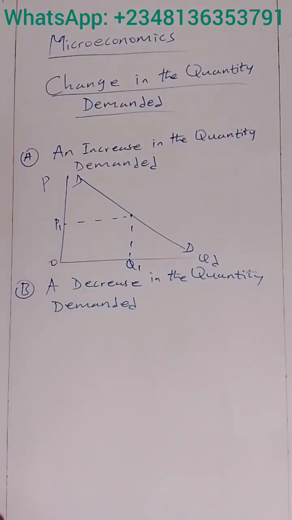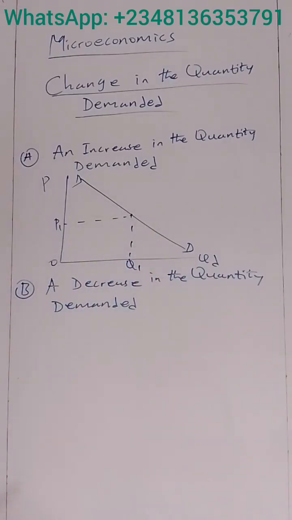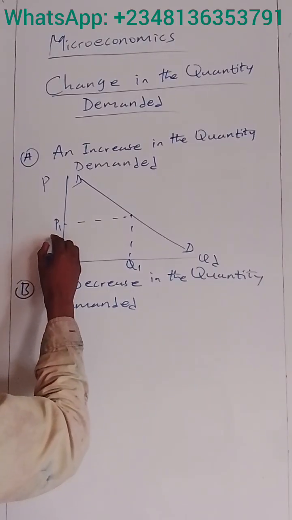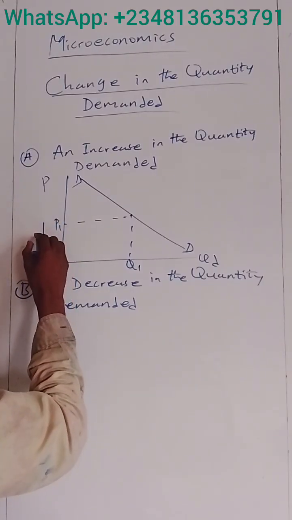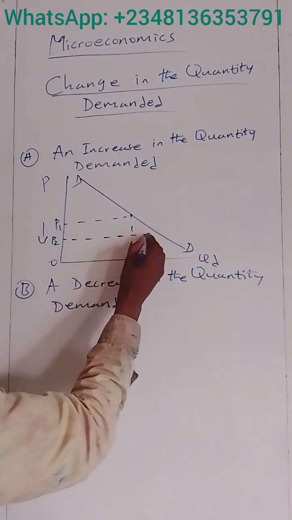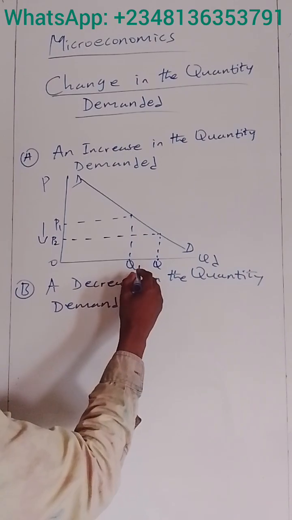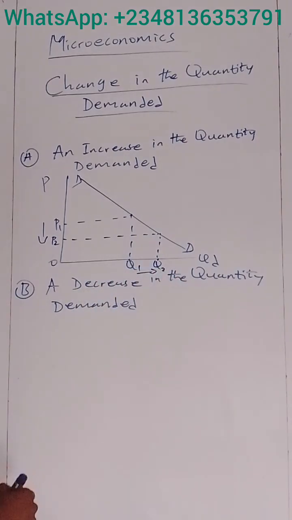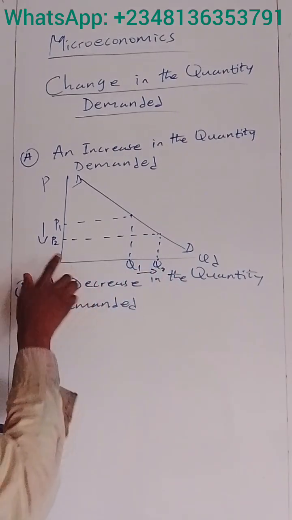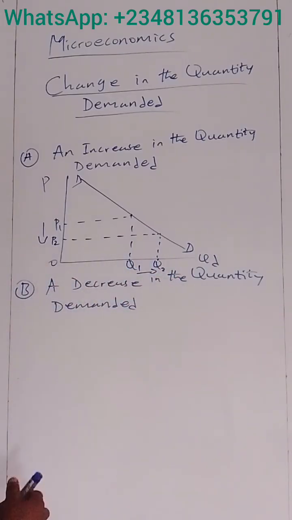This is the origin. Now, let's assume there is a decrease in the price of the commodity, so let's say from P1 to P2. Okay, the effect will be that there will be an increase in the quantity demanded from Q1 to Q2. You can see here, when there is a decrease in the price, there is an increase in the quantity demanded.